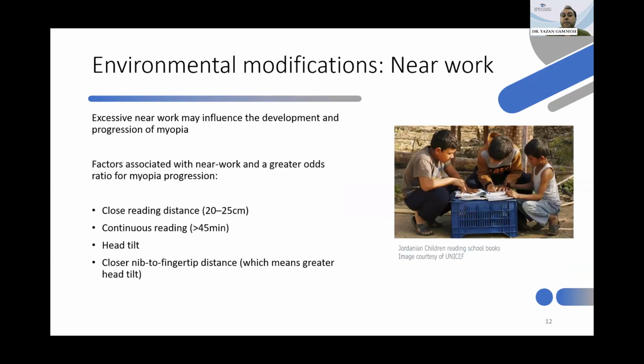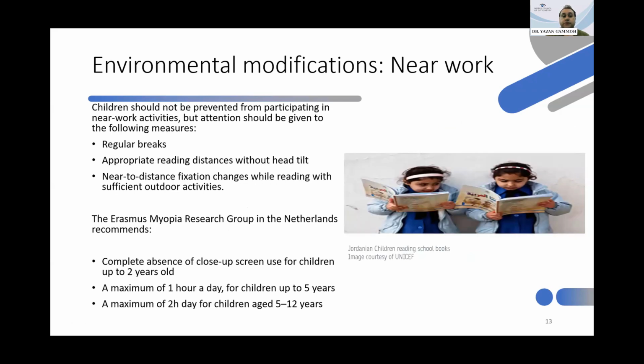Remember that excessive near work may influence the development and progression of myopia. So greater odds of myopia progression or onset will be with close reading distances, continuous reading for more than 45 minutes, head tilt. This is quite important. And you can see half of the children, well, it's not an ideal studying environment, but we actually have this in my country. And the closer nib to fingertip distance, which means greater head tilt, is making things worse.